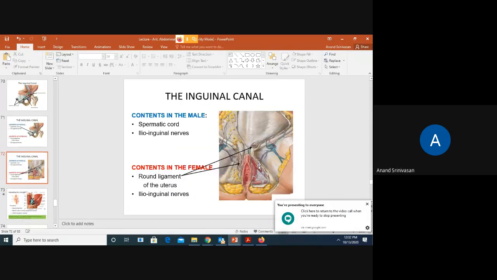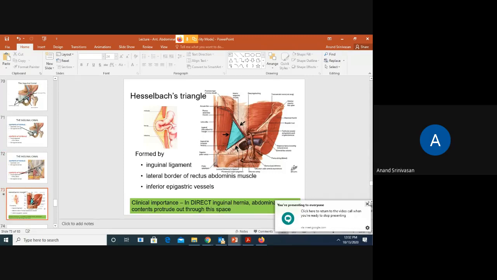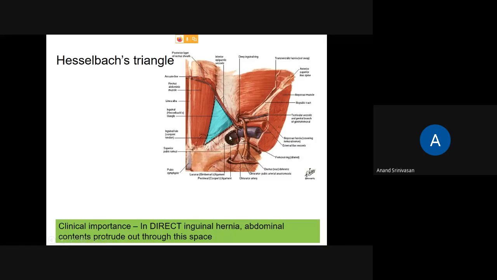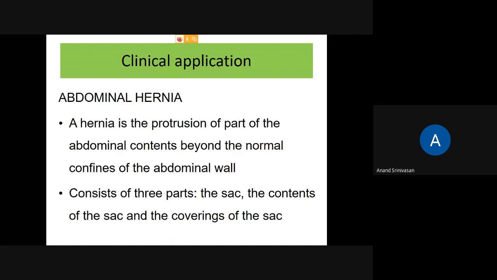For the direct hernia, usually you need to put a mesh, that is a net-like structure. So what they do is they keep a mesh over this area, Hesselbach's triangle, reinforcing the anterior abdominal wall, that is strengthening it, by means of keeping a mesh.